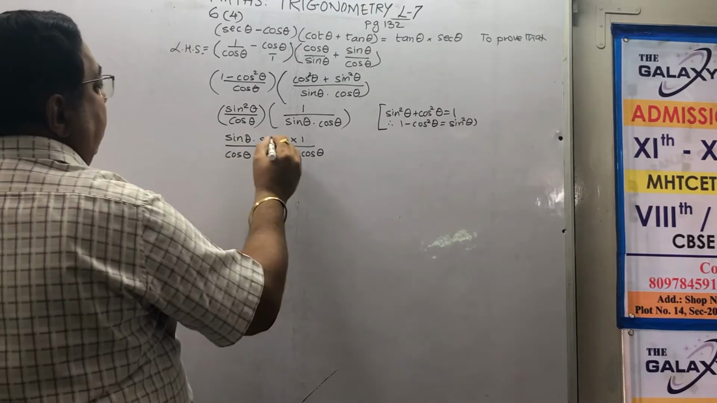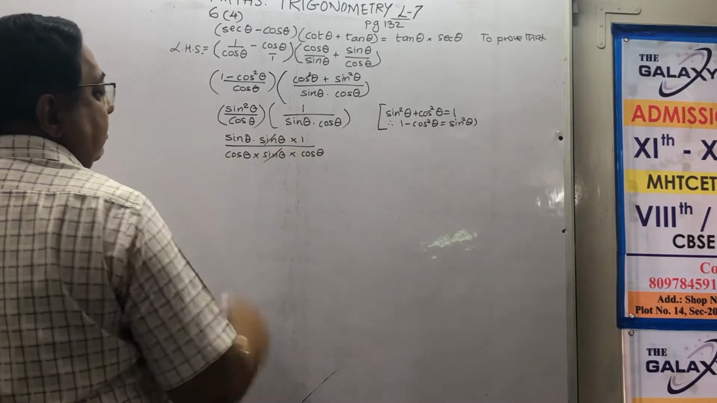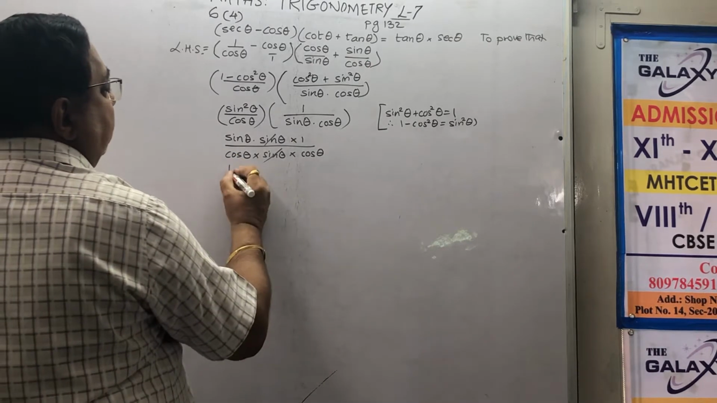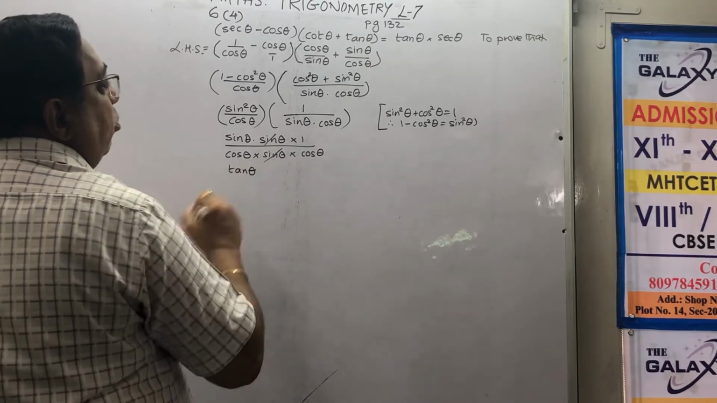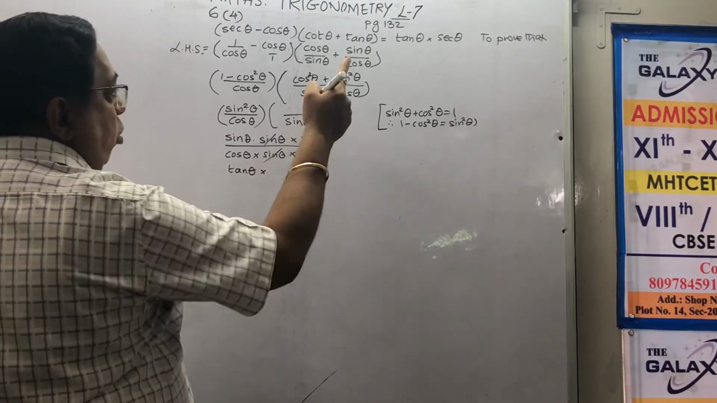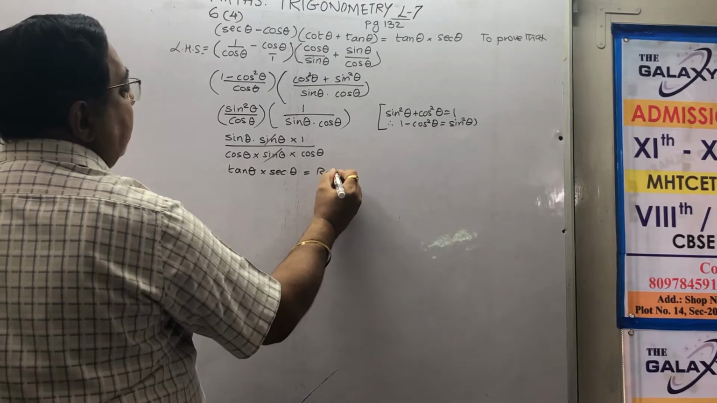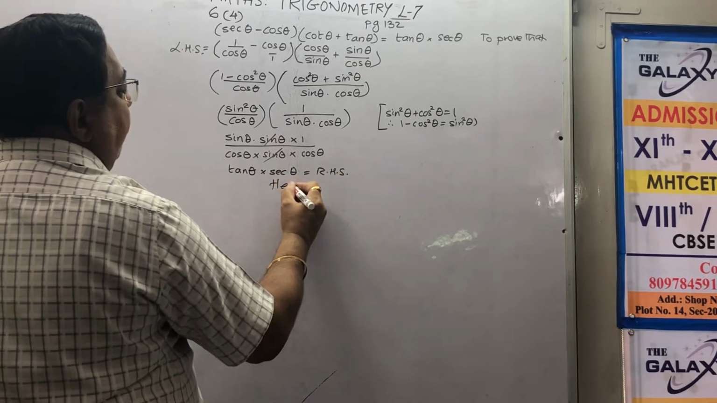You can see here whichever terms are common will cancel and the rest will remain. Sin upon cos is tan theta, and 1 upon cos theta is sec theta. This is the right hand side, hence proved.